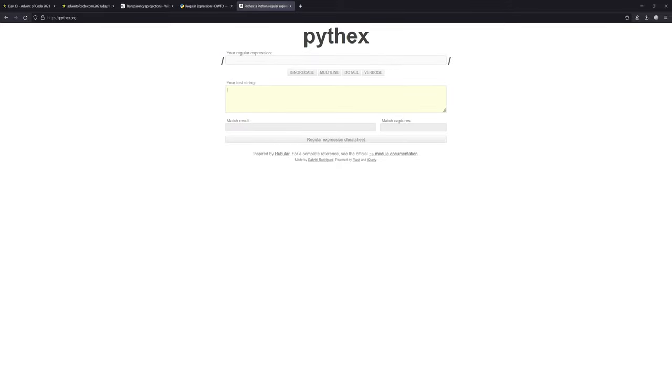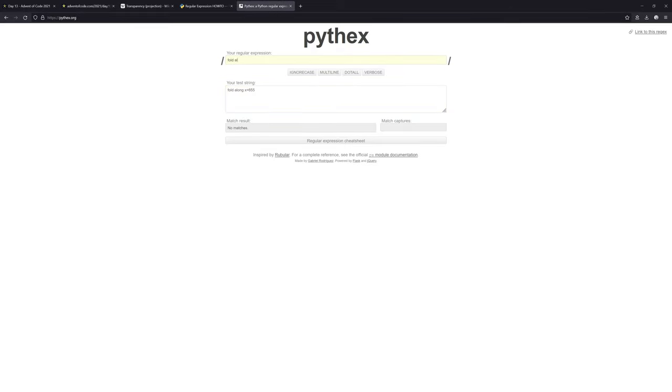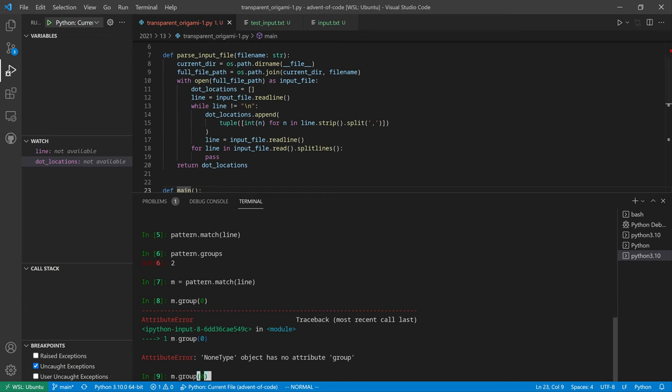Let's use an online regex tool. Here's one. Your test string is... Okay, your regular expression: fold along x or y equals a digit, dollar, star. No matches. Okay, let's do this. One through, oh, that's a single digit, right? Single digit plus. There we go, we forgot the plus. It's looking for a single digit, and our example had multiple digits. There we go. Not too far off. Got a plus in there.